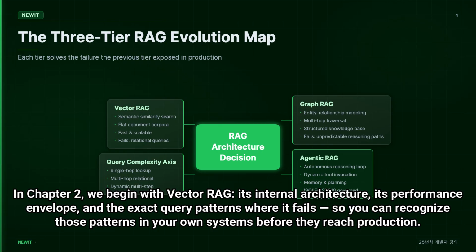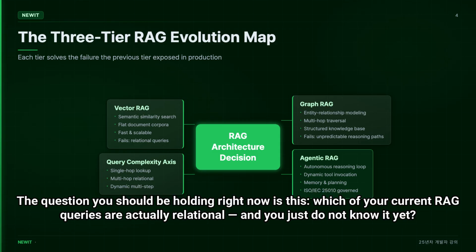Its internal architecture, its performance envelope, and the exact query patterns where it fails, so you can recognize those patterns in your own systems before they reach production. The question you should be holding right now is this: which of your current RAG queries are actually relational and you just do not know it yet?